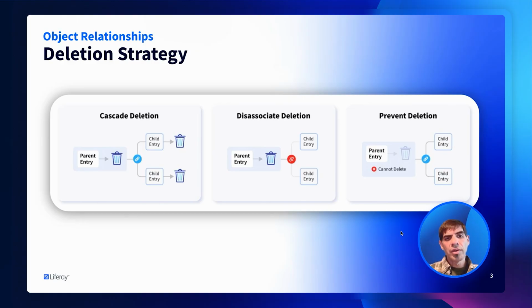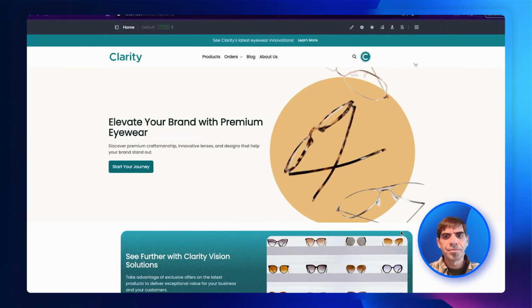But Liferay does also provide a cascade deletion method where all of the related tickets would be deleted when the parent ticket is deleted, or the prevent deletion method, where if a ticket is participating in a relationship, you would not be allowed to delete that ticket. Now, in Liferay, on the other side of that relationship, the child side, it's always going to be a disassociate relationship or a disassociate delete strategy. So if you delete one of those child tickets, it would never delete the parent ticket. Okay, let's go ahead and take a look at how all of this is handled inside of Liferay.